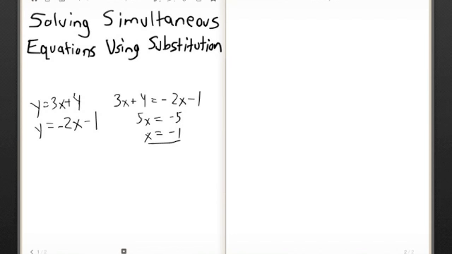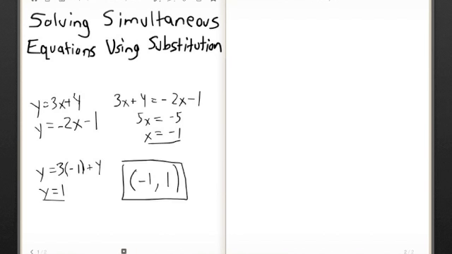Now we have to find y. So here's how we can find y. We can take x equals negative 1 and change x to negative 1 in either of these two equations. So let's just take this first one here. If we change x to negative 1, we'll get y equals 3 times negative 1 plus 4. And this will be y equals negative 3 plus 4. So y equals 1. So the solution here will be negative 1, 1.